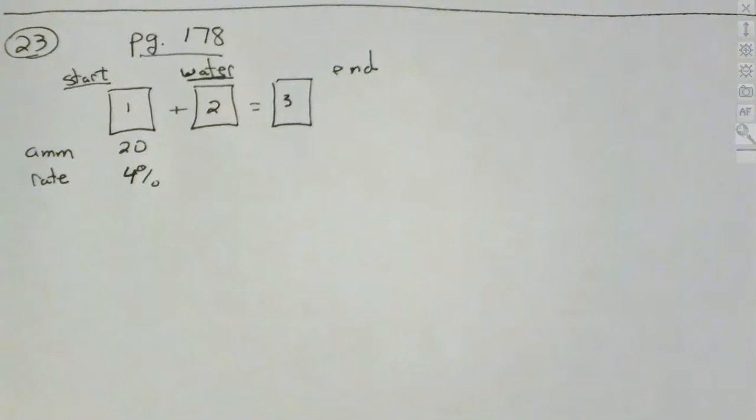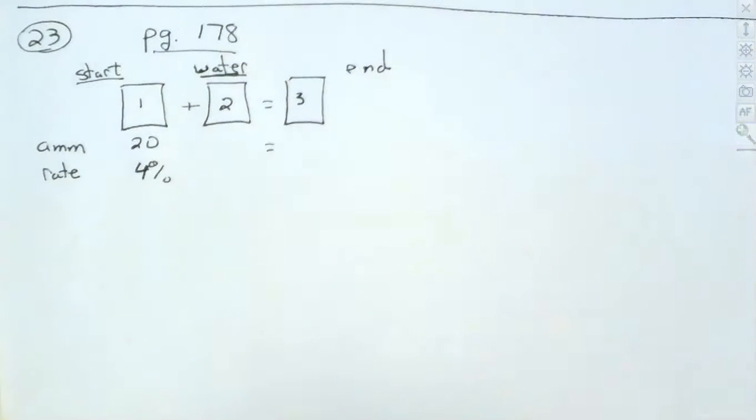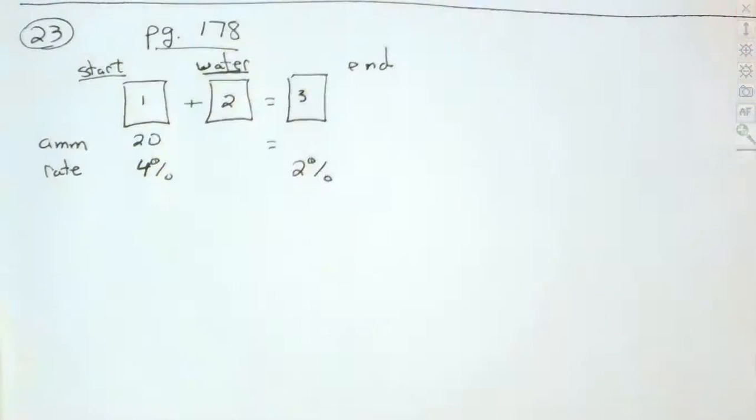So we start by going to the shelf at the pharmacy, and we have a container that has 20 milliliters of a 4% solution. Now that is too strong for the patient. So we're going to have to dilute this down with water. So we're going to add some water. And we want to dilute it down to 2%. So we want to end up with 2% over here.